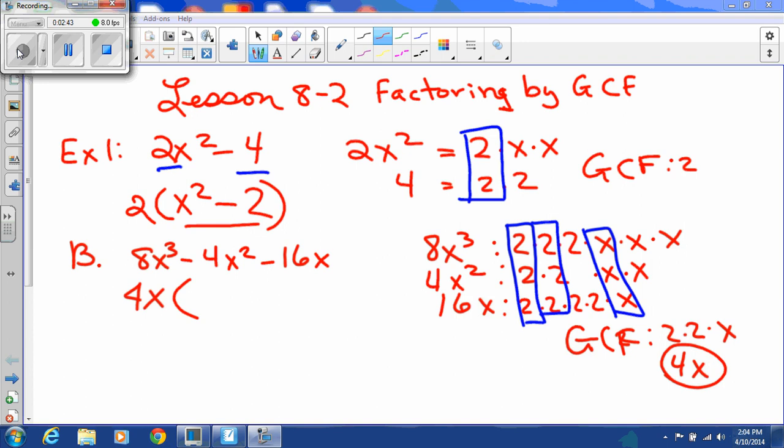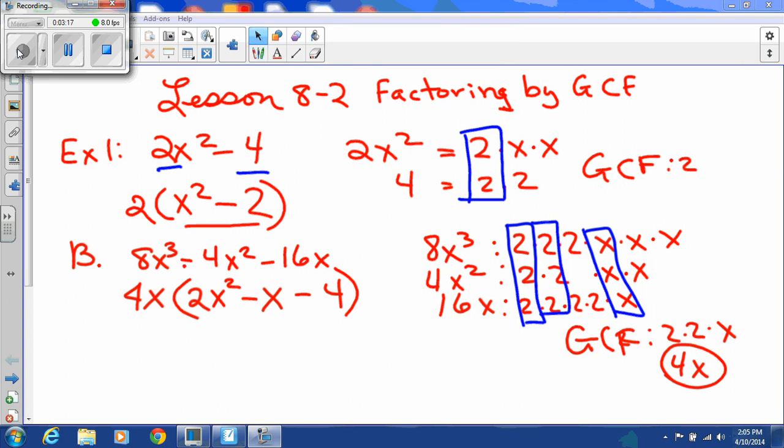8x cubed divided by 4x. 8 divided by 4 is 2. X cubed divided by x is x squared. Minus 4x squared divided by 4x. 4 divided by 4 is 1. X squared divided by x is x. And finally, 16x divided by 4x is 4. Now, we are preserving the negative signs because we have not divided by a negative number. So we have a minus 4x squared and a minus 16x. After factoring out the 4x, we have minus x and minus 4.